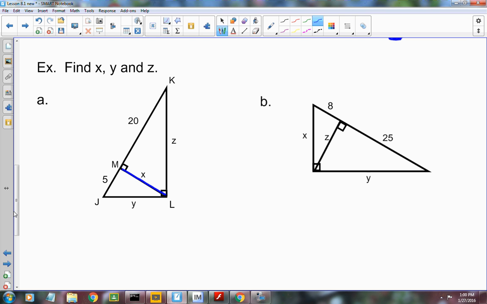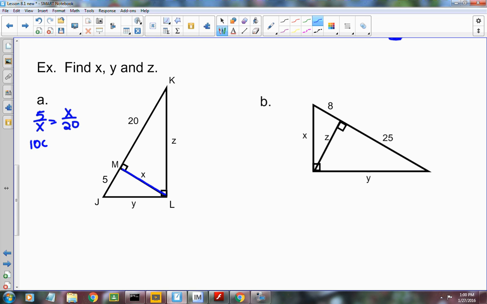Let's find x first. What do I know about x? It's an altitude, which means it breaks the hypotenuse into 2 parts. And what do we learn about the altitude? It's the geometric mean between the 2 parts of the hypotenuse, which in this case are 20 and 5, right? Okay, so what would my proportion look like? 5 is to x as x is to 20. So that altitude breaks the hypotenuse into 2 parts, and it's a geometric mean between both of those.